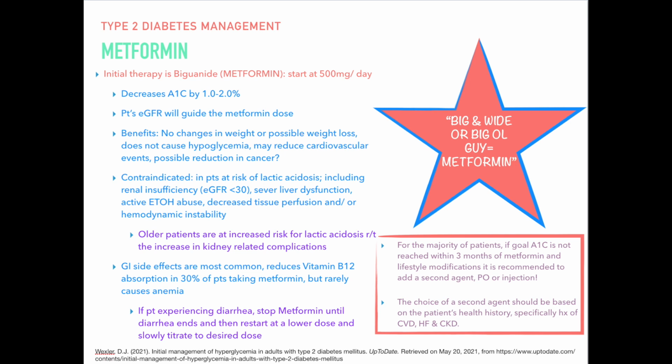Other side effects that are common or that you might see with metformin is a reduction in vitamin B12 absorption, and that's seen in about 30% of patients taking metformin, and this can actually sometimes cause anemia, so just something to look out for. For the majority of patients, if within 3 months of starting metformin and implementing lifestyle modifications, eating more healthy, getting exercise, but they're still not reaching that A1C goal, well, then it's going to be recommended that we add on a second agent, possibly another oral medication or an injection.